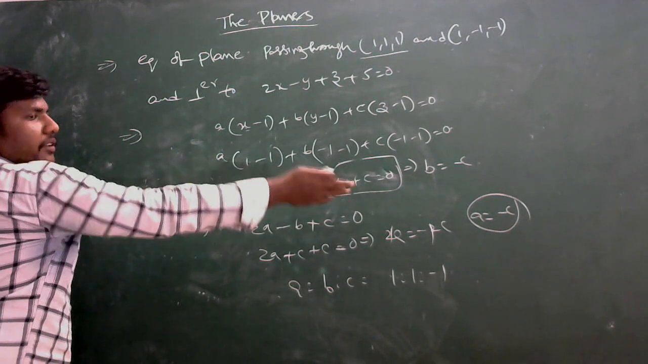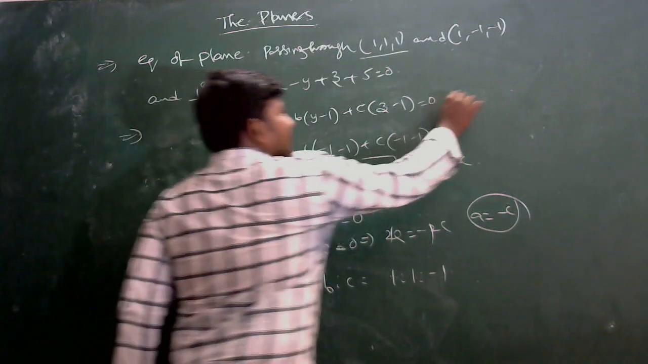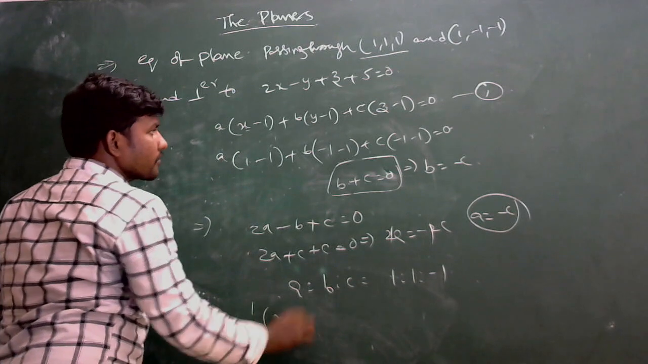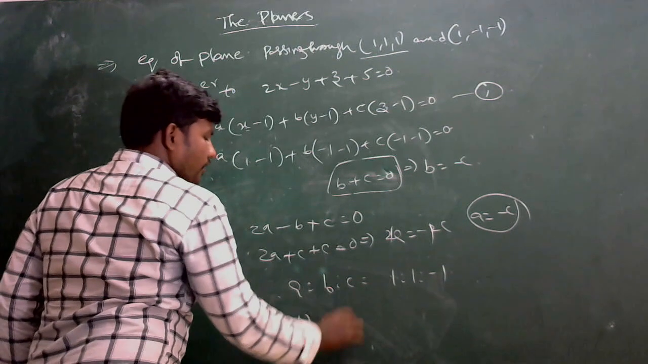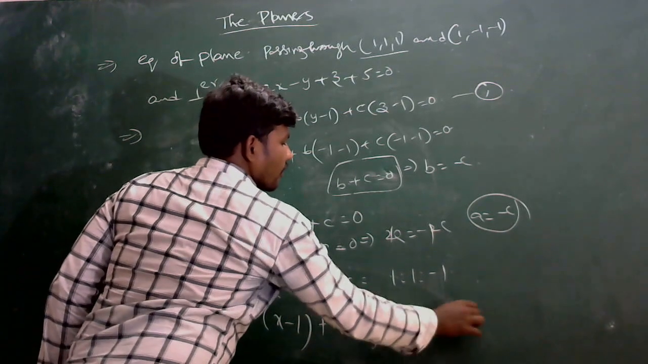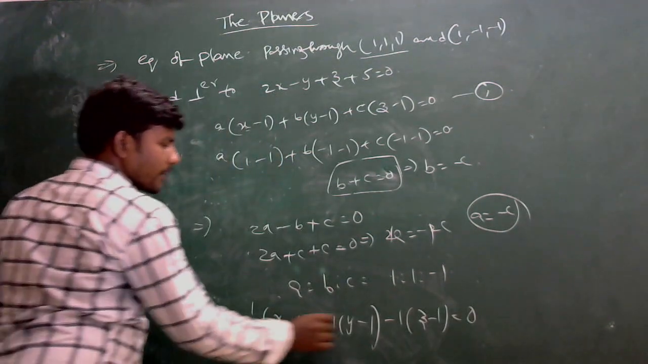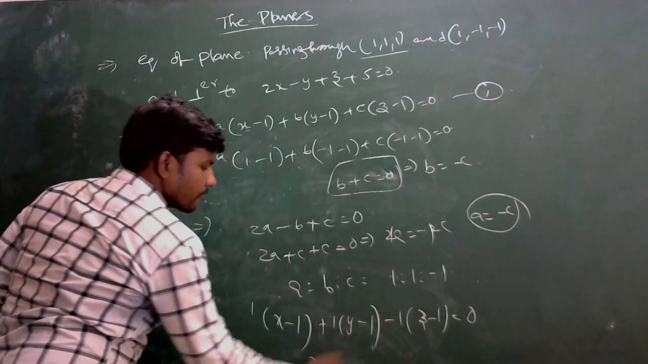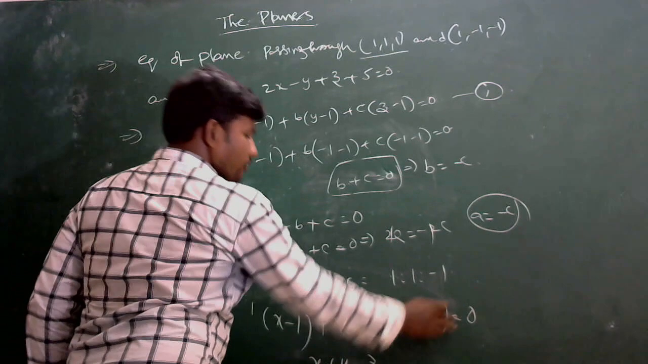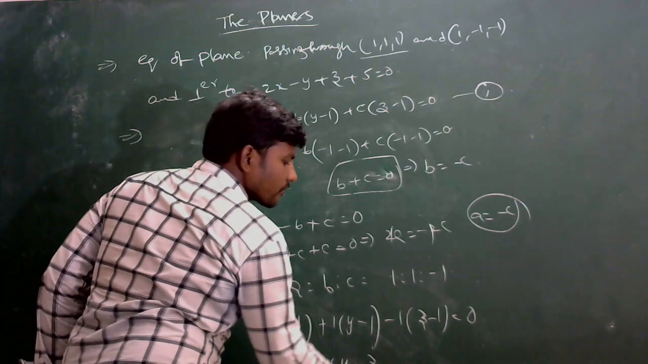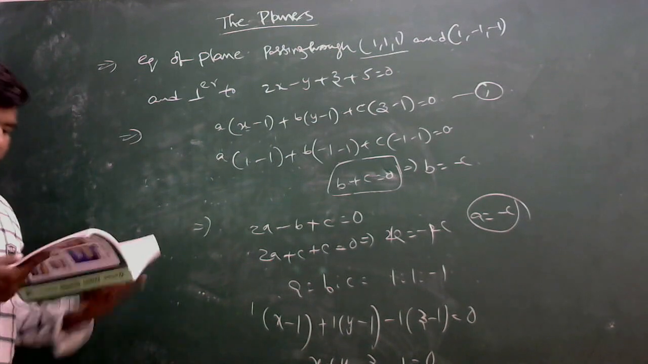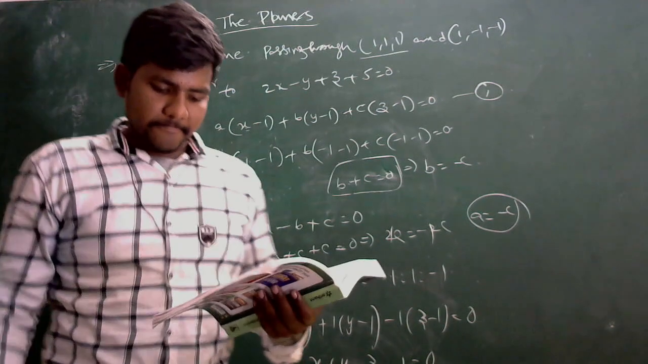Substitute 1, 1, minus 1 in the first equation: 1 of x minus 1 plus 1 of y minus 1 minus 1 of z minus 1 is equal to 0. x plus y minus z minus 1 minus 1 plus 1 gives minus 1. So the required equation is x plus y minus z minus 1 equal to 0.